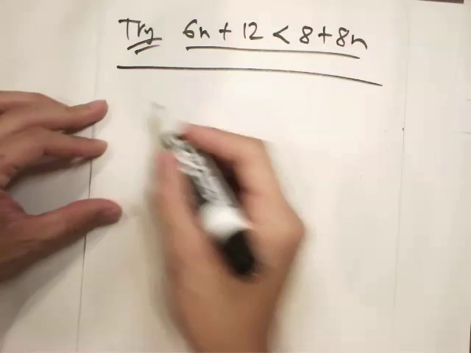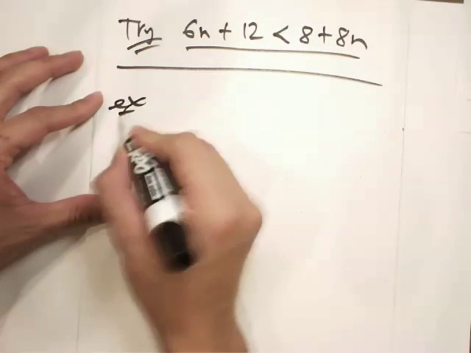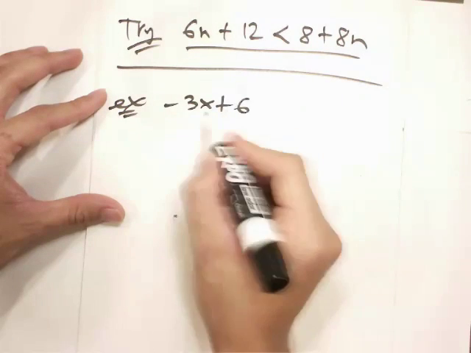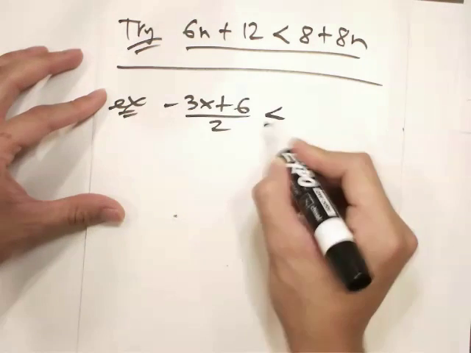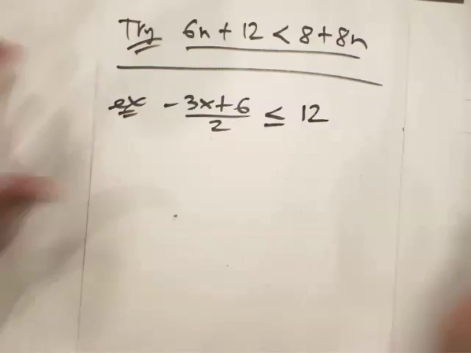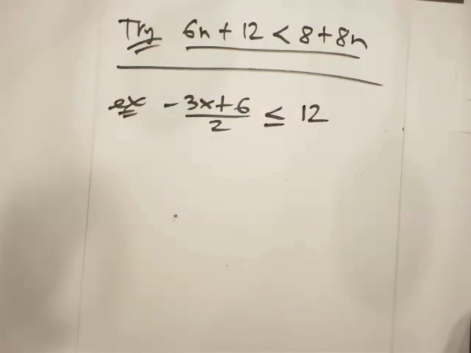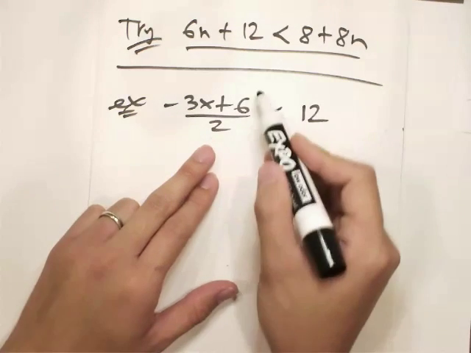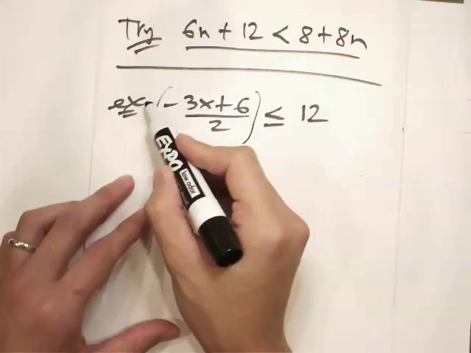Here is the next example I'd like to show you. Negative 3x plus 6 over 2 less than or equal to 12. We want to go ahead and solve for x. It's kind of complicated here, but we can certainly get rid of this 2 by multiplying both sides by 2, right?